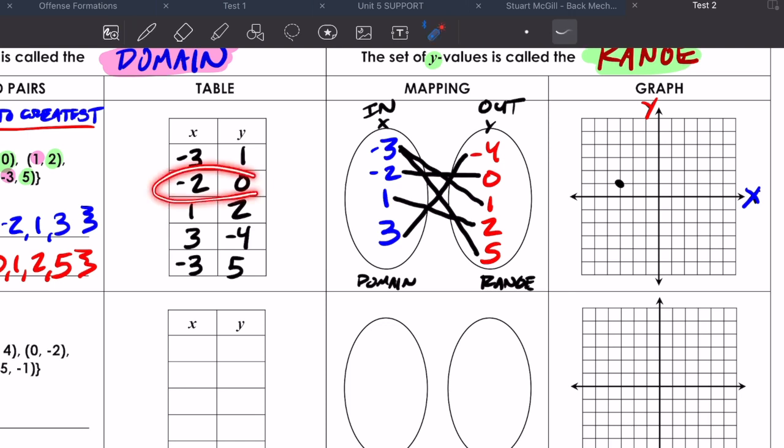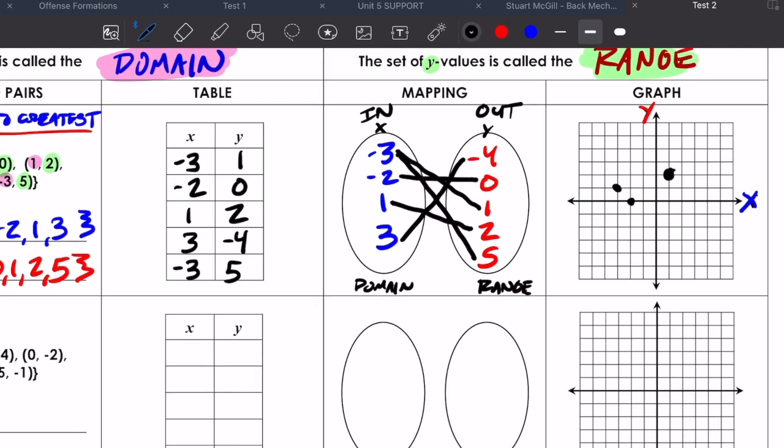Do the same thing for the second one. That says go left 2, up 0. So you come over here and you start at the origin. You go left 1, 2, and you go up 0. So you should have a point right there. Continue. Since this is +1, we're going to go right 1, and then up 2 since that's positive. So right 1, up 1, 2, and it should have a point right here.